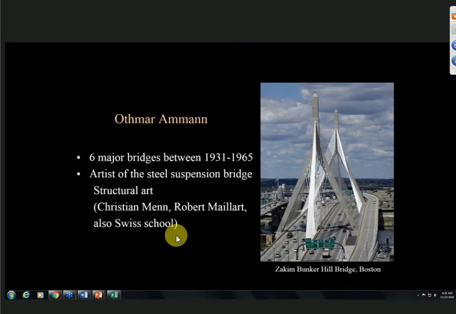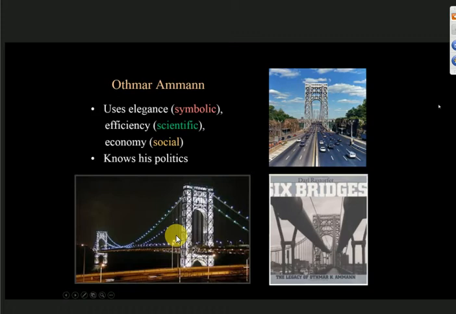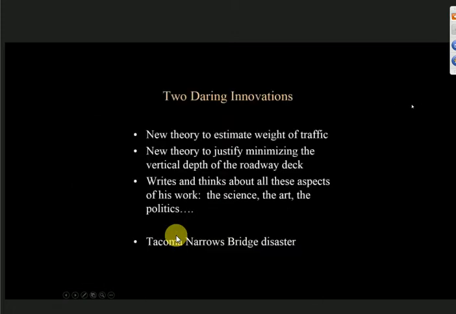And so I ask students to go out and find new interesting pictures of structures. This idea of structural art, Christian Menn, Robert Maillard, the Swiss school, is something that David Billington really emphasized. So again, there's that connection of civil engineering in particular to architecture and to art. And these new designs of cable stayed bridges are interesting to look at and compare to the more traditional bridges. And again, kind of why that happened as it did.